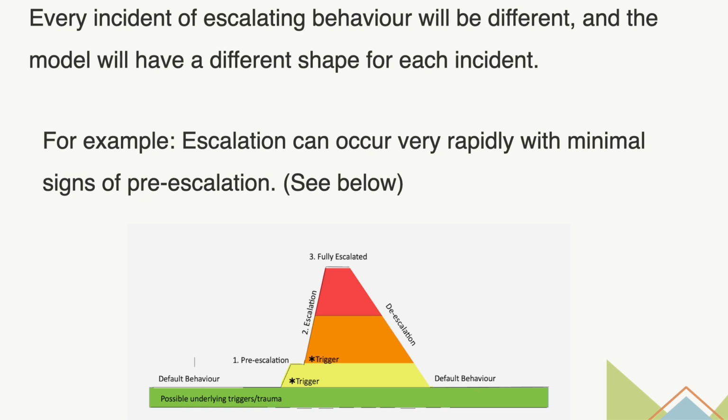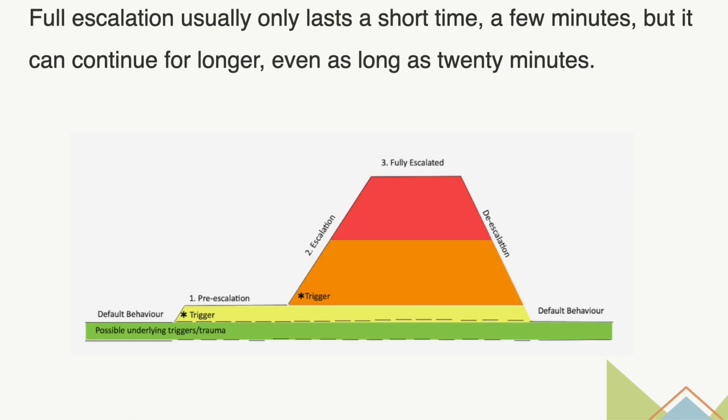Every incident of escalating behaviour will be different, and the model will have a different shape for each incident. Escalation for some young people can occur very rapidly with minimal signs of pre-escalation, and so you can see that model there. It's happened very quickly, over a matter of probably even seconds. Full escalation usually only lasts for a short time, maybe 1 to 5 minutes, but for some young people it can continue for a lot longer, even as long as 20 minutes, where a young person is fully escalated.